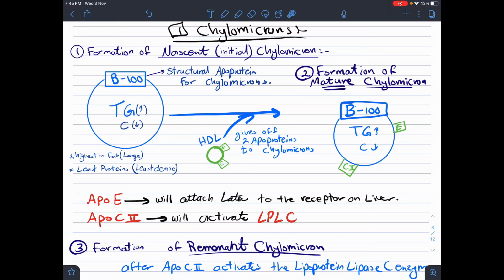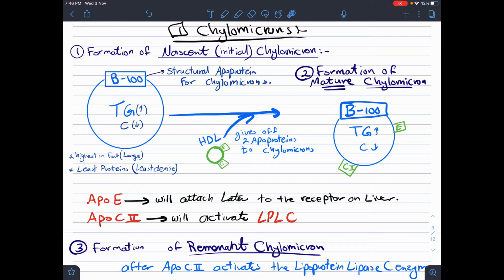The second stage is the formation of the mature chylomicron. How does the initial chylomicron become a mature chylomicron? The HDL, as I said, the healthy one, the high density lipoprotein, highest in proteins, has ApoC and ApoE, ApoC2 of course. The HDL will donate two apoproteins to the chylomicron. So the chylomicron now has the structural apoprotein, the B100, which is fixed, and it's going to have the ApoE donated from the HDL and the ApoC2.